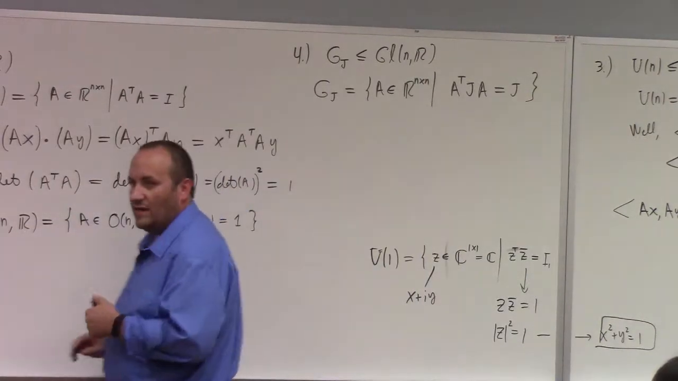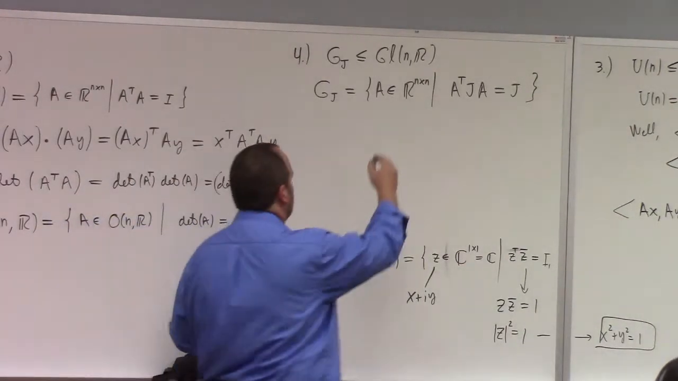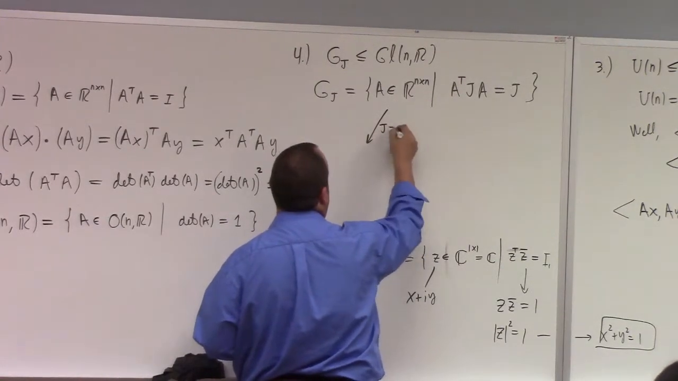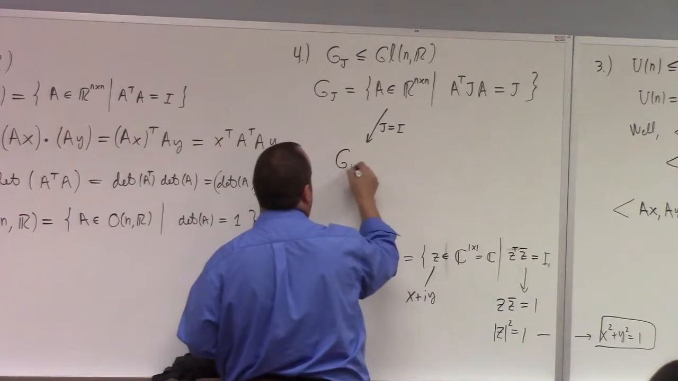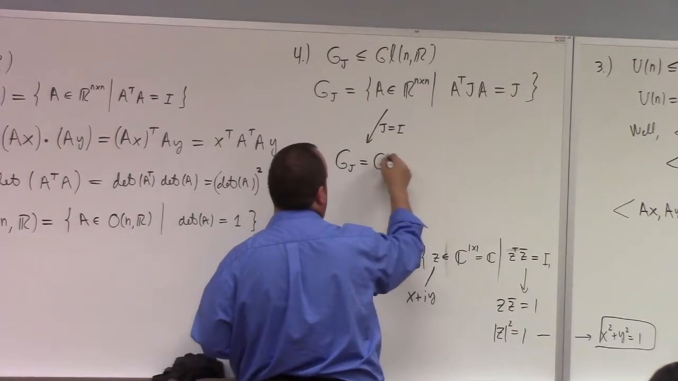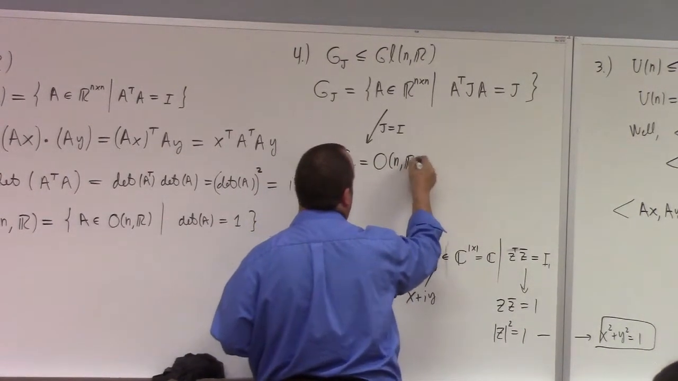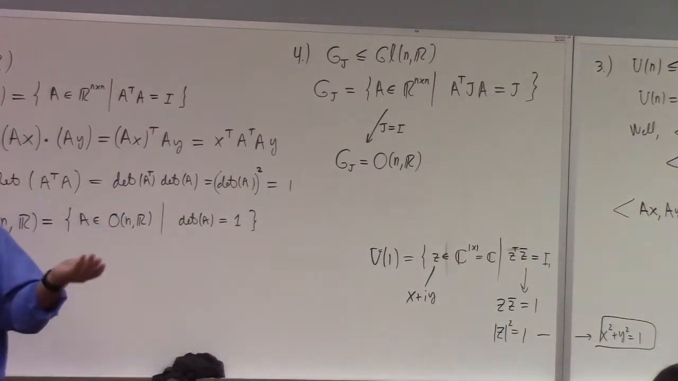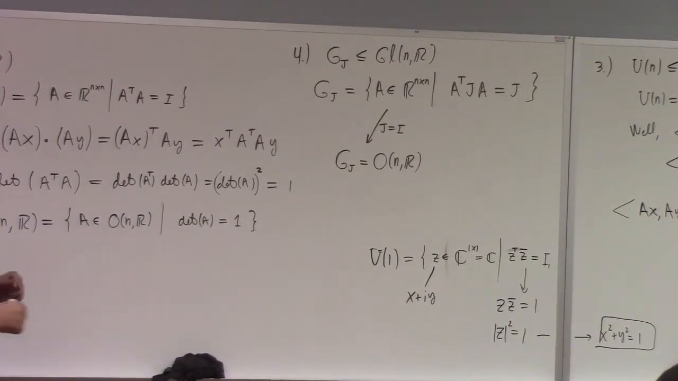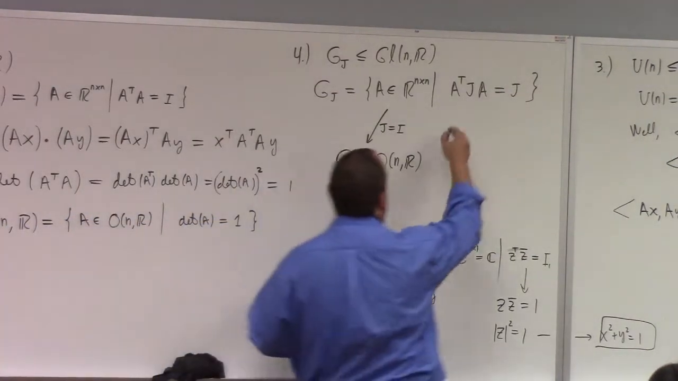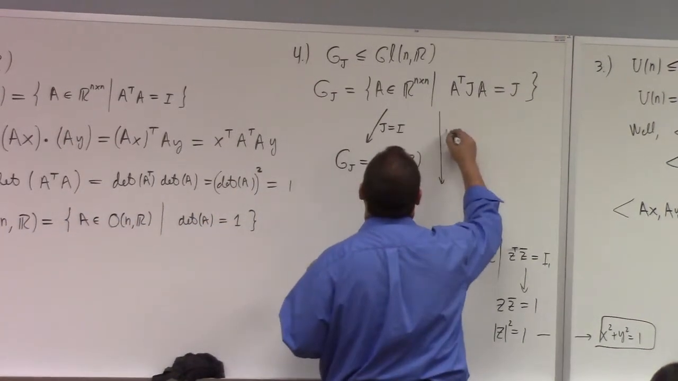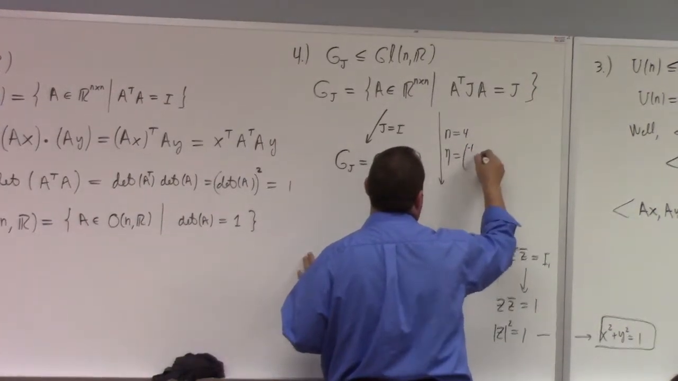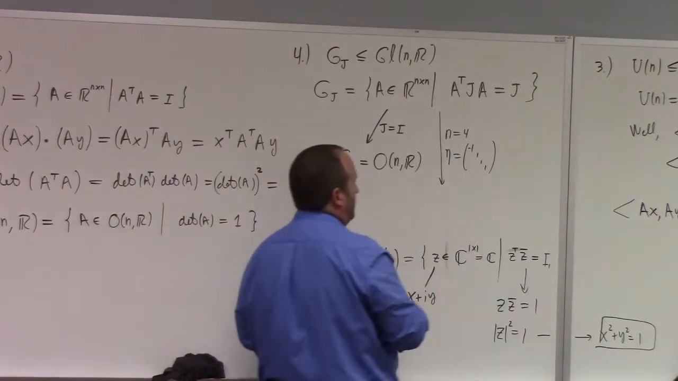So if I take J equal to the identity, what do I get? What's G_J? It's just O(n), right? Because that's just orthogonal matrices. Now, interesting, other case, we could think about n equals 4 and eta equals, say, diagonal minus 1, 1, 1, 1, right?